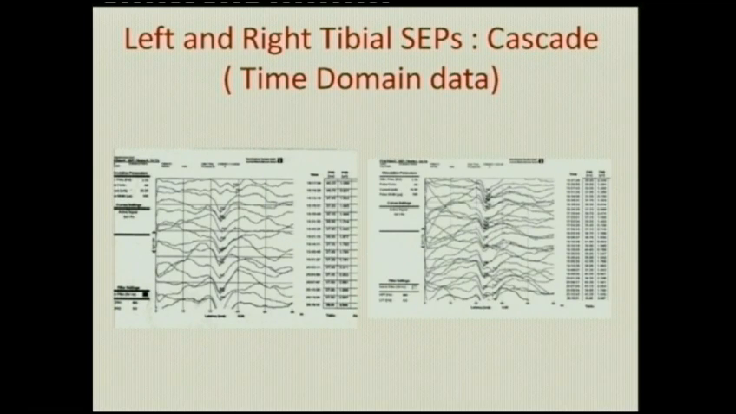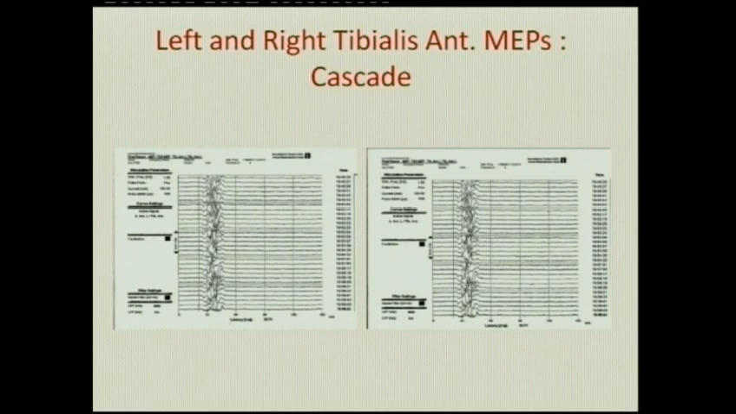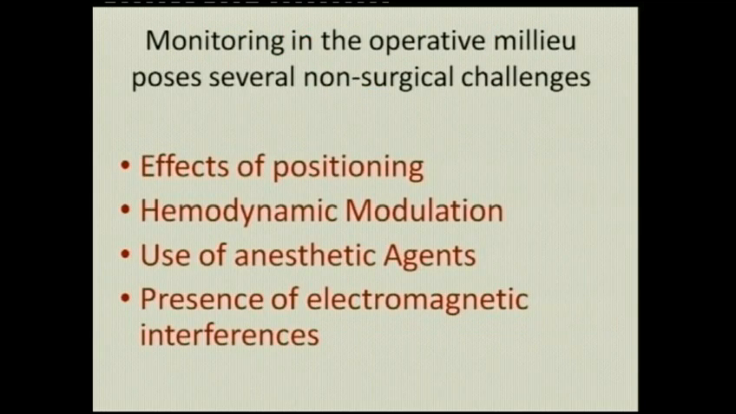You can also put the potentials in cascade form so that any time domain changes you can see immediately, and you can open them. So this is another way of displaying your data. The muscle potentials you can also display, so you can see the latencies, and either a change in latency or a change in amplitude. This is another time domain way of looking at the potentials. But in the theater, there are other very important factors: change of positioning, hemodynamic modulations, anesthetic agents, and electromagnetic interference.